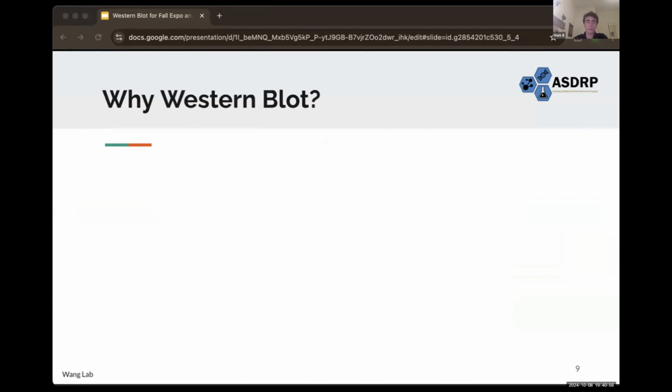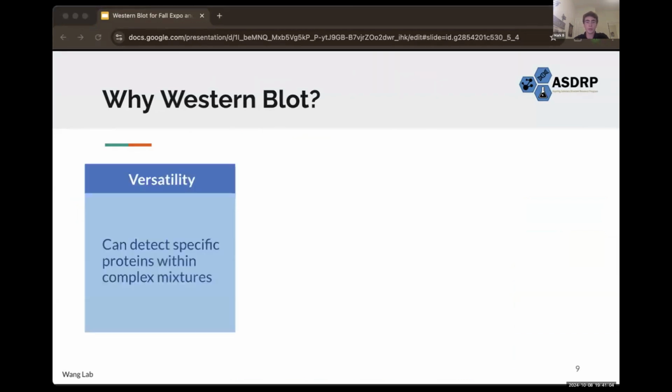Now, at this point, you're probably wondering, why use Western blot? Well, Western blots have gained popularity amongst researchers due to various reasons. The first of these being their versatility. Western blot can detect and quantify specific proteins from complex mixtures, making them very adaptable to various research fields involving protein development and protein analysis.